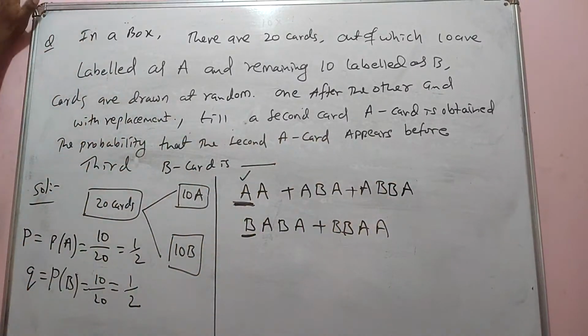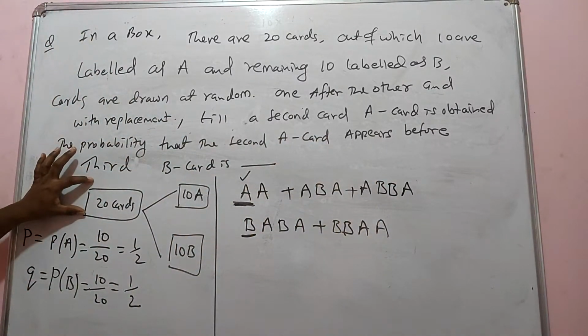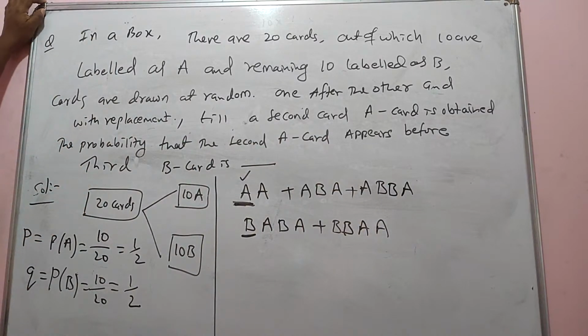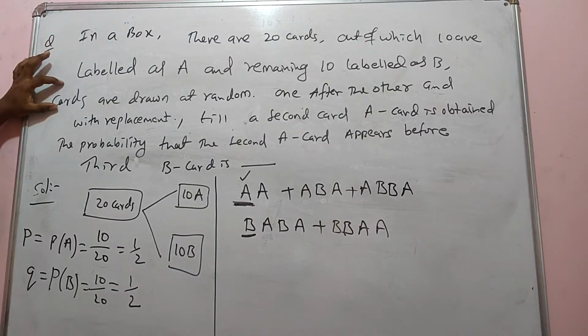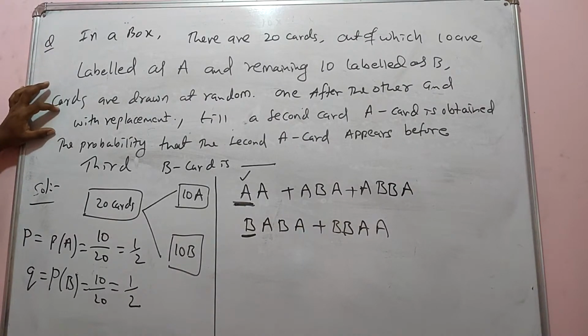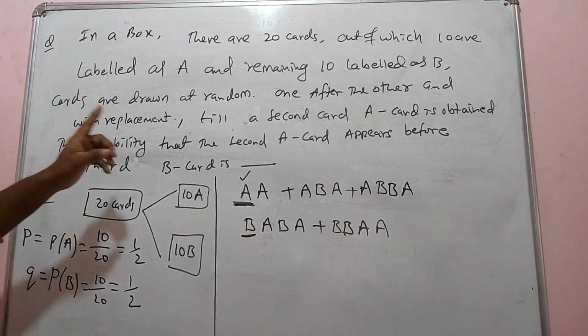I repeat the question here. In a box, there are 20 cards, out of which 10 are labeled A and the remaining 10 are labeled B. Cards are drawn at random, one after the other, with replacement, till a second card A occurs.